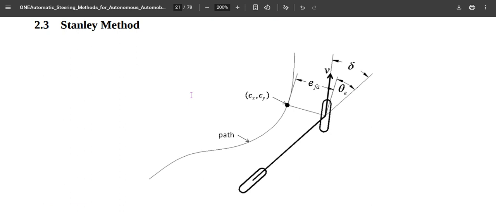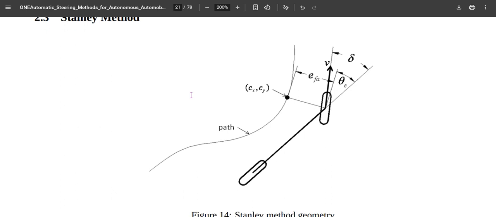The second method is again a geometrical based method called the Stanley method, which was successfully applied by the Stanford University team during the DARPA Grand Challenge and Urban Challenge. And this is the path to be tracked, and the vehicle is offset by EFA from the track. The heading error, the difference between the orientation of the vehicle and the path, gives you the steering angle.